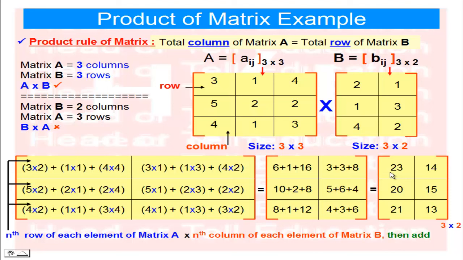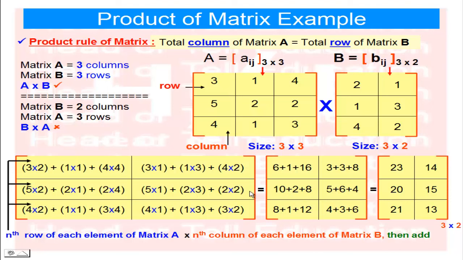Now check the second column. 3 is multiplied by 1, plus 1 is multiplied by 3, plus 4 is multiplied by 2. This is the value for the first row second column: 3 plus 3 plus 8 equals 14. Now the second row: 5 is multiplied by 2, 2 is multiplied by 1, and 2 is multiplied by 4. The value is 10 plus 2 plus 8, which is 20.